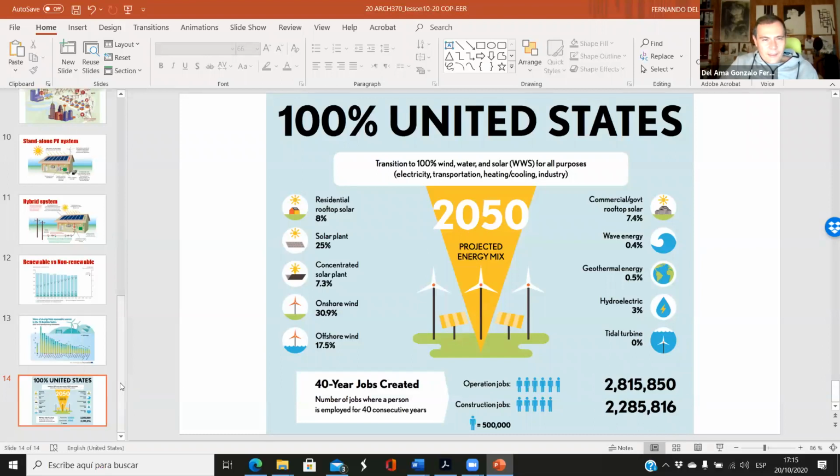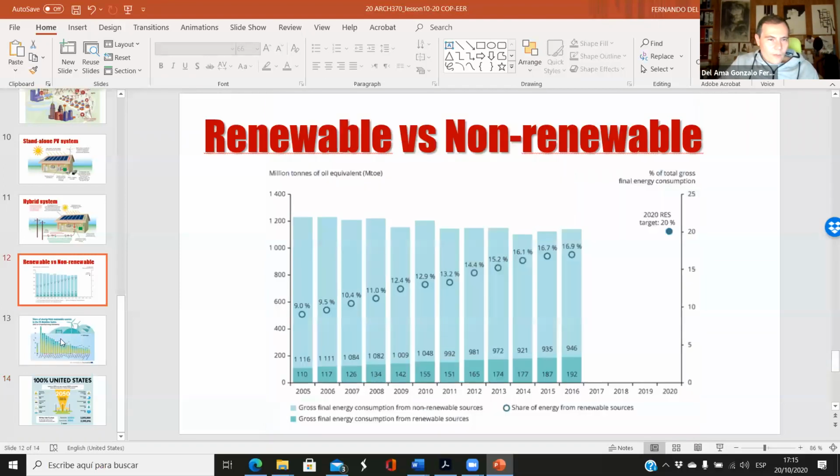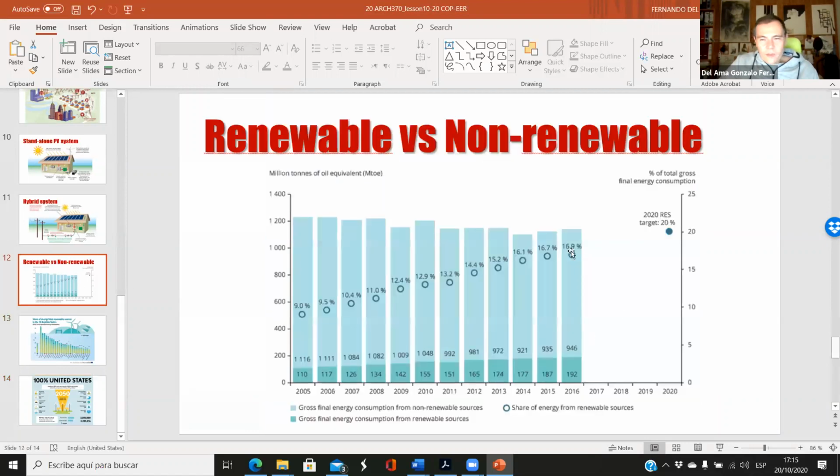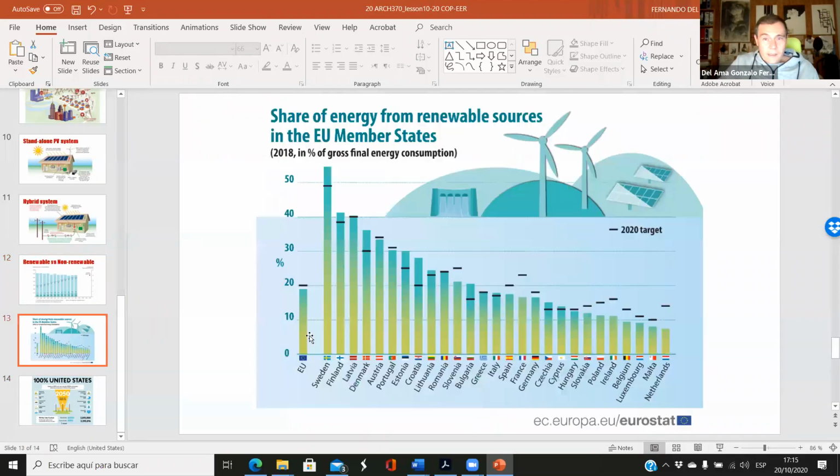So this is the global perspective. We are focusing on the European Union and the United States. But again, will it happen in 2050? Well, we don't know. I was not optimistic that this could happen in 2020, this target of 20% of renewable energy in the European Union. But unless they are deceiving us, I think they will meet this target.